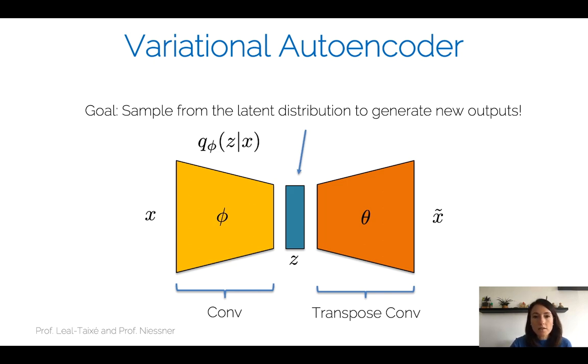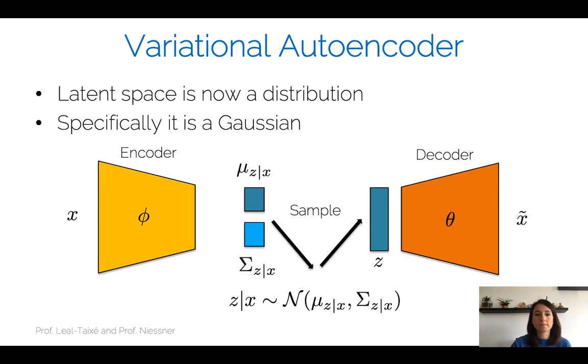In this representation, I have my encoder depicted here in yellow as one neural network, and my decoder depicted here in orange as another neural network. The encoder goes from input image to latent representation, and the decoder goes from latent representation to the generated new output. What I decide for variational autoencoders is that my latent space is now going to be a very well-defined distribution, and specifically a Gaussian. It's going to have its mean and its covariance. We're going to create this Gaussian, and from this very well-structured latent representation, I'm going to be able to sample different vectors Z that I feed to my decoder to generate new outputs.